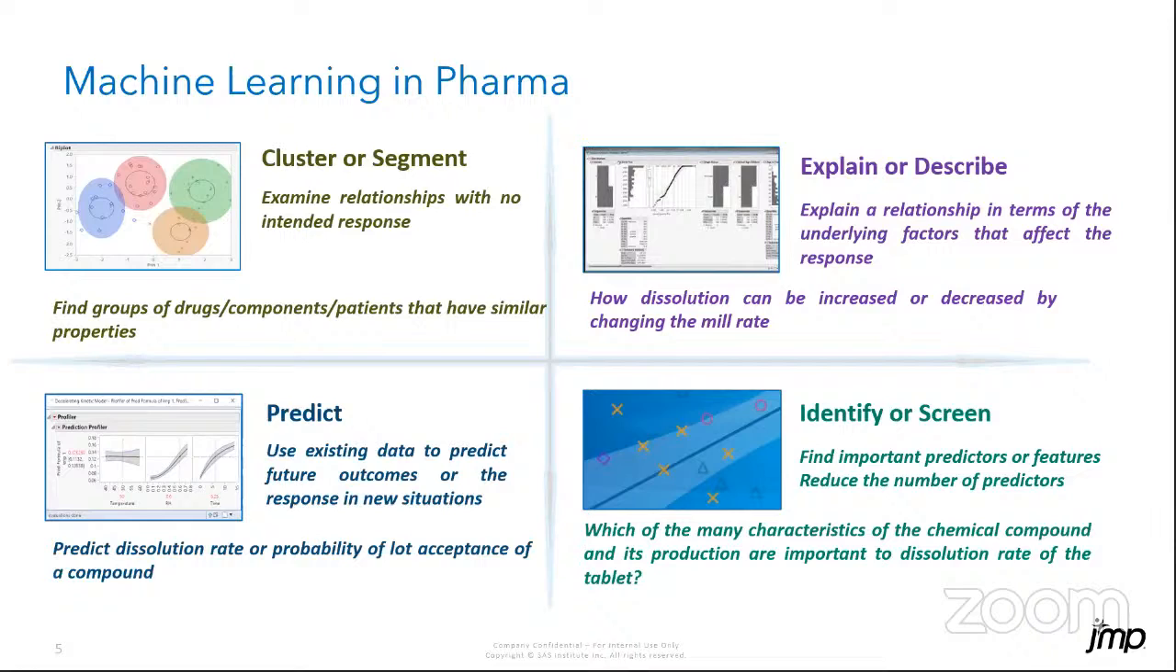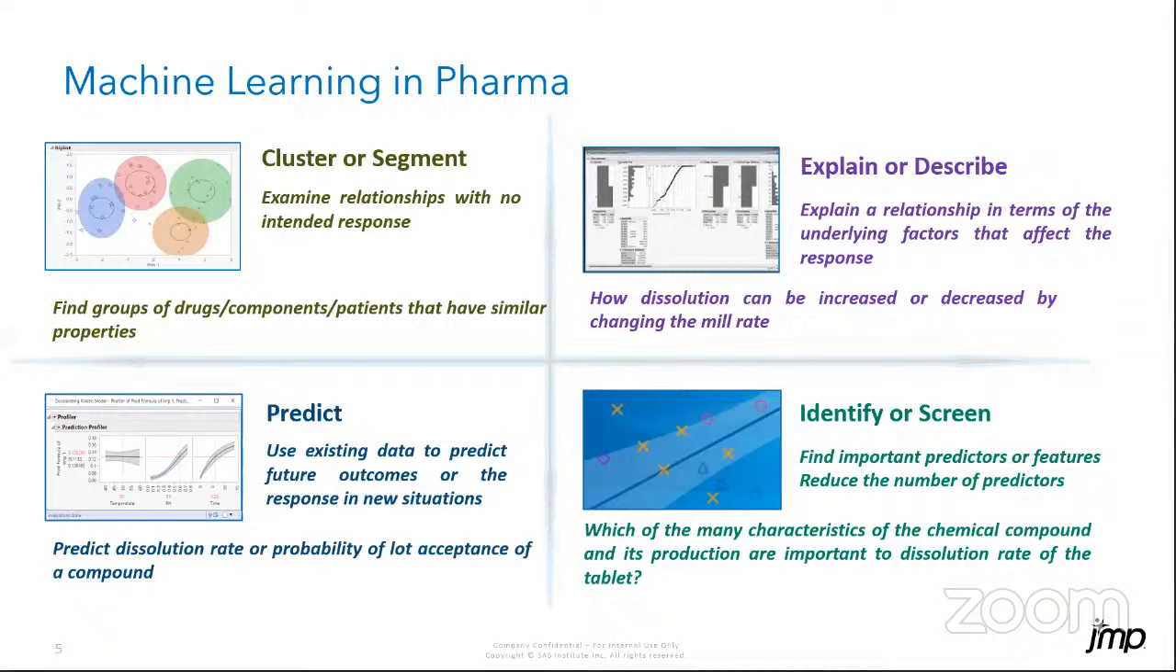So cluster or segment is the first thing. You are examining the relationships with no intended response. For example, if I want to find out groups of drugs or components or patients that have similar properties, what are the techniques I can use? I can use a clustering technique or a segmentation technique. Or else, let's come to the next stage, prediction.